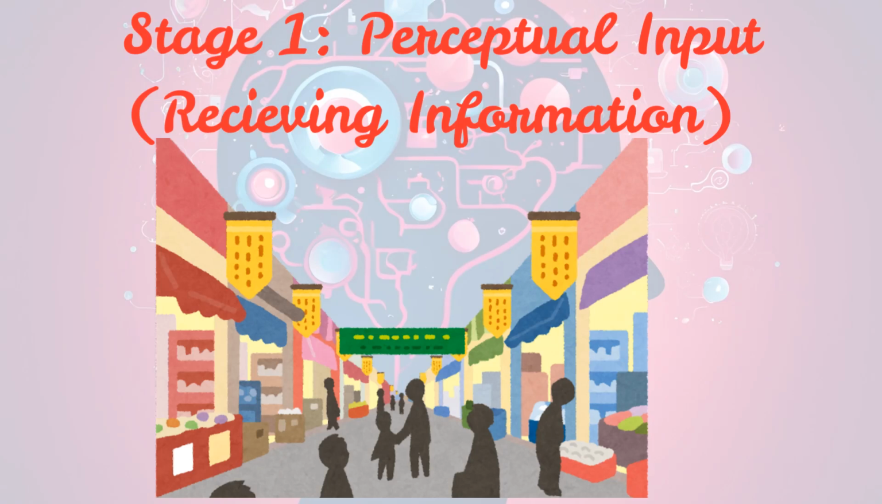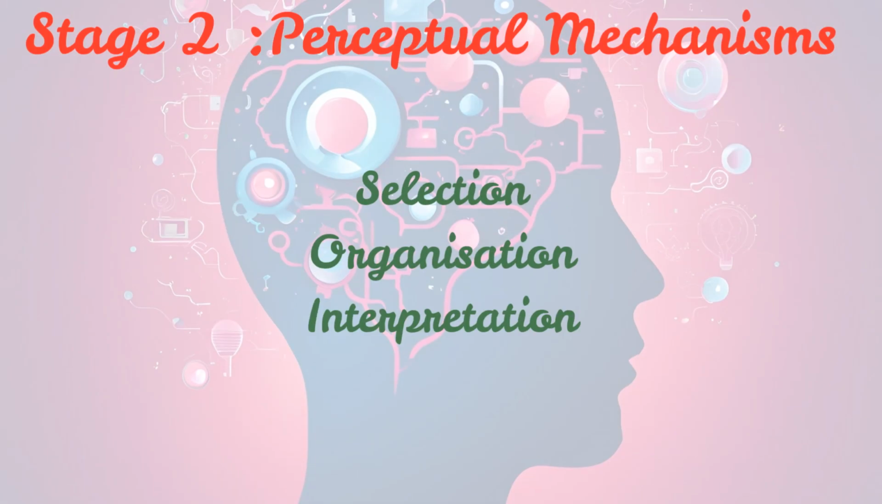You are walking down the street and you see a red sports car zoom past. Your eyes detect color, shape, and movement. You hear a song playing in a store. Your ears pick up the different sounds. What's happening? Your sensory organs are sending signals to your brain. But at this stage, it's just raw information with no meaning yet.